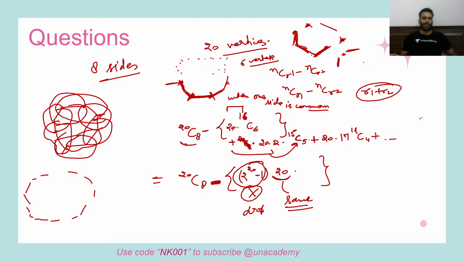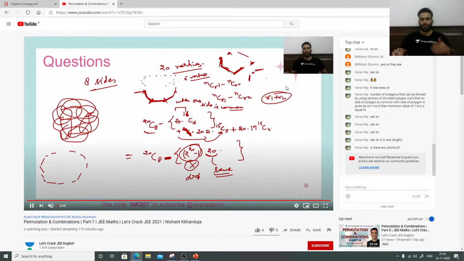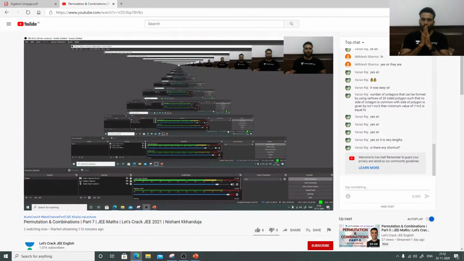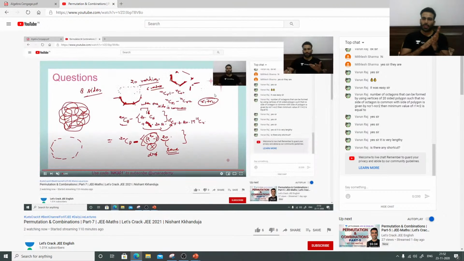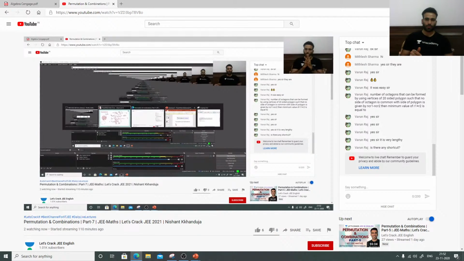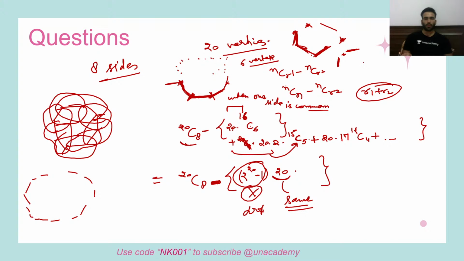But again, this is a very lengthy process. Even I understand this is not the way to solve the question. This will take time. The octagon is common with the side of the polygon, given by nCr minus the nCr value of r1 plus r2, when any of the sides is common.